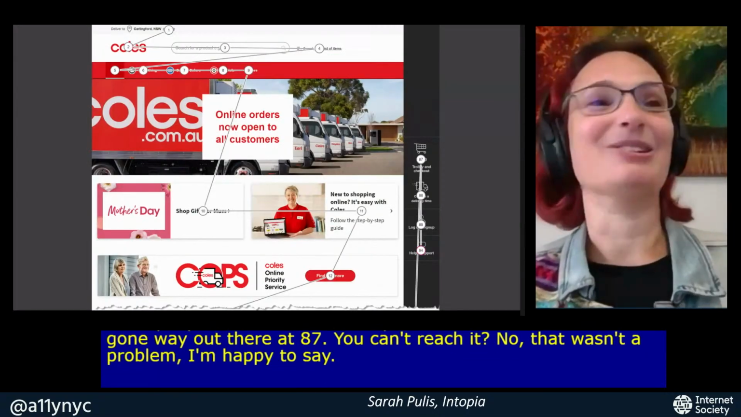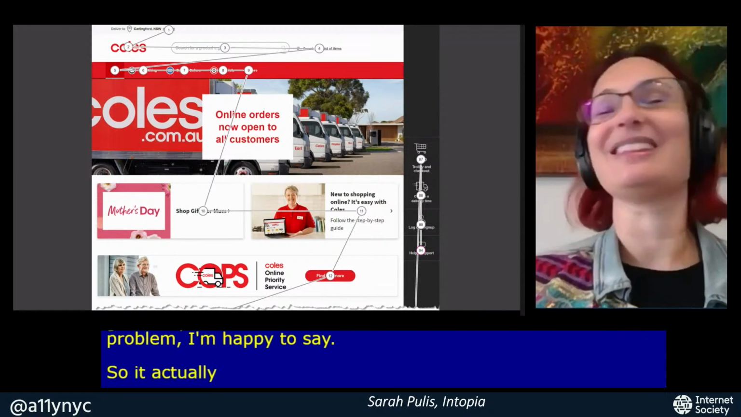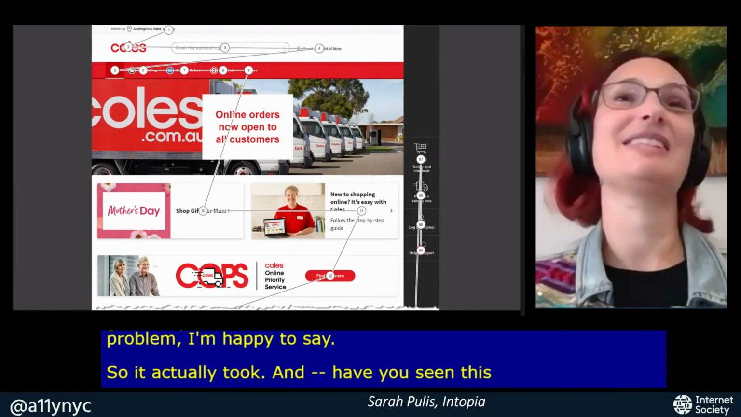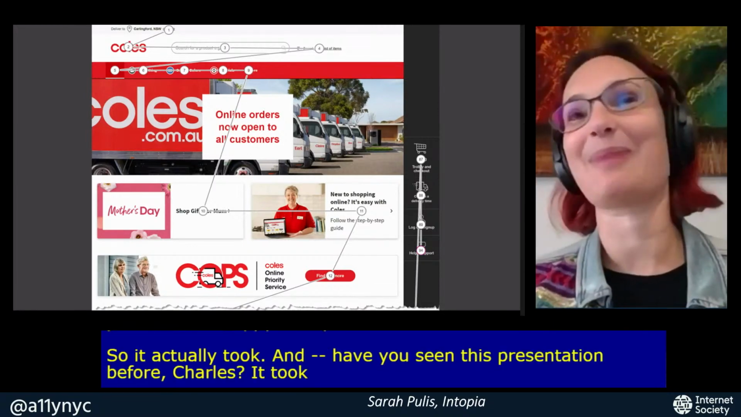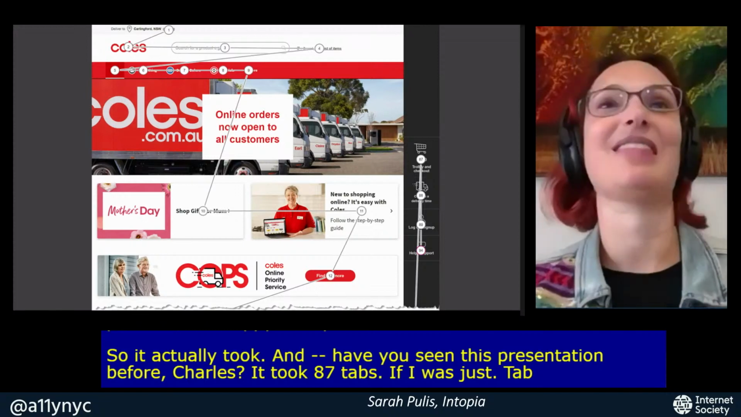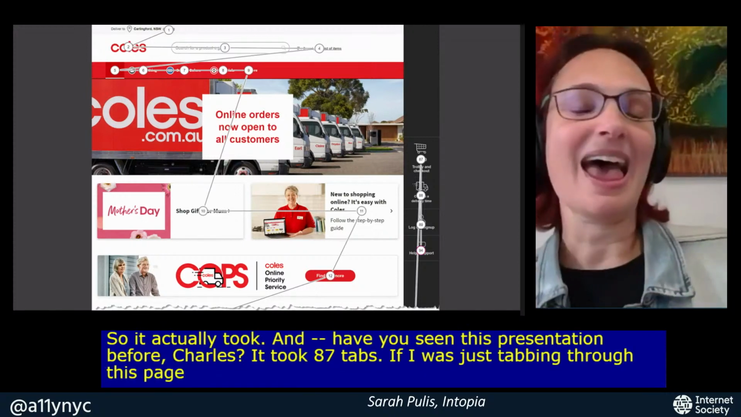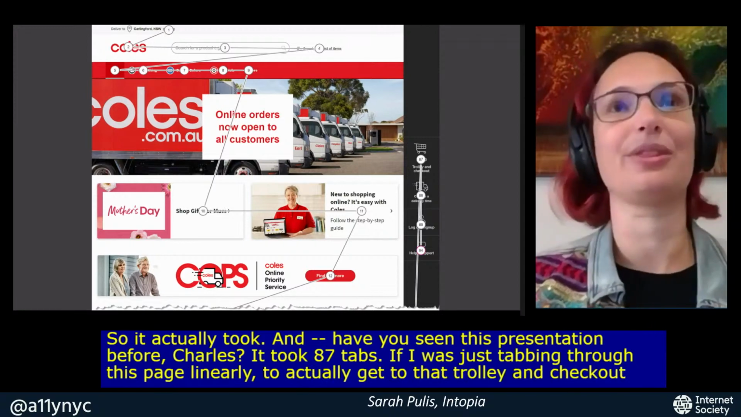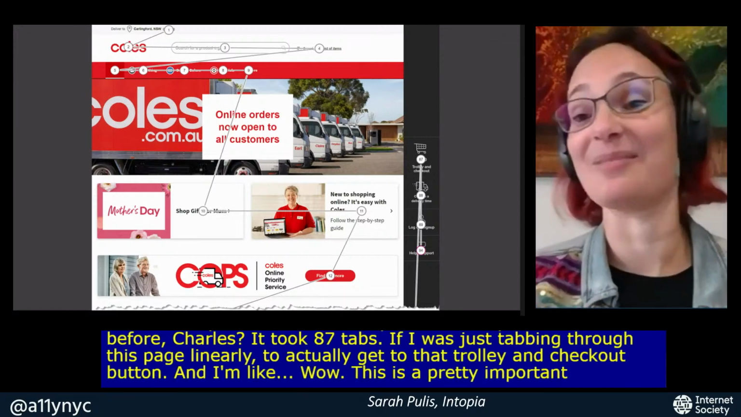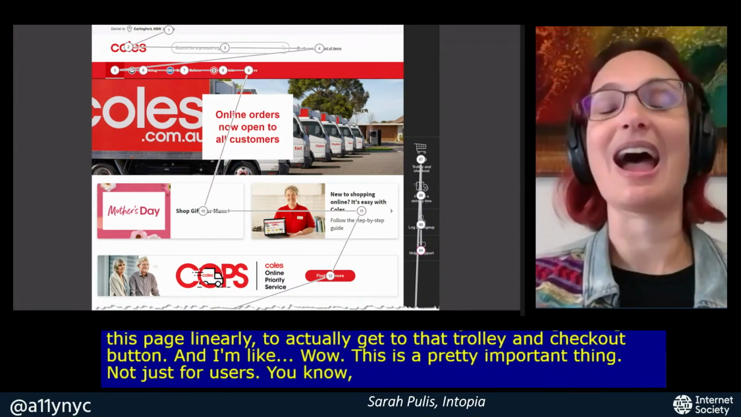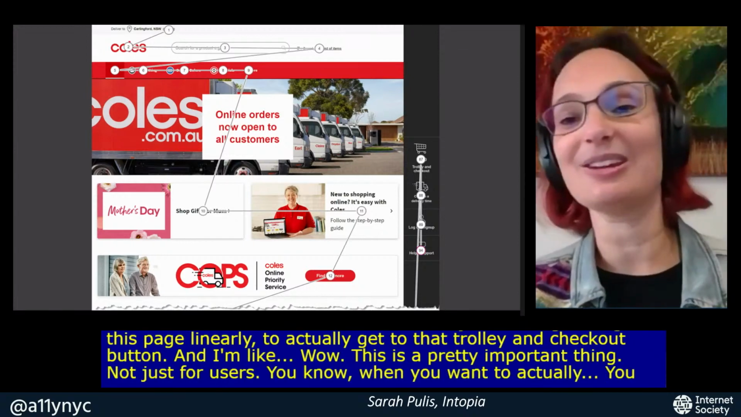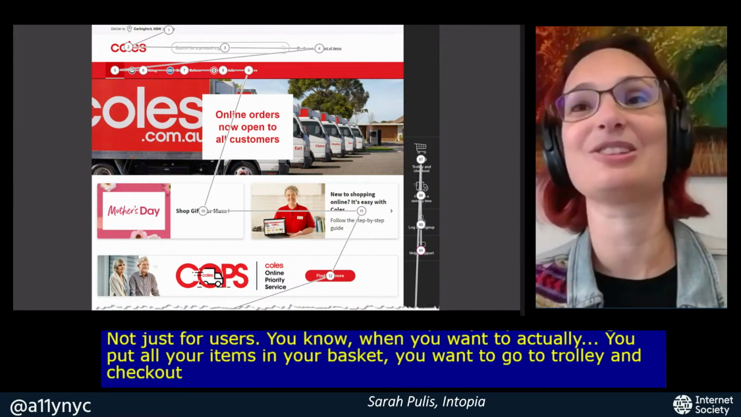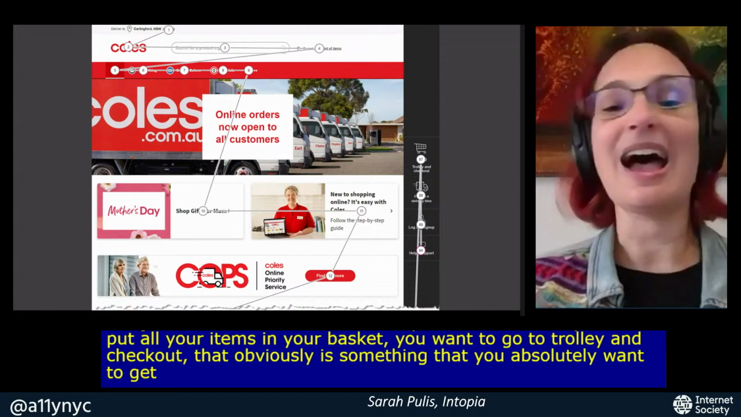So it actually took, as someone, Charles, have you seen this presentation before? It took 87 tabs if I was just tabbing through this page linearly to actually get to that trolley and checkout button. And I'm like, wow, this is a pretty important thing, not just for users. When you put all your items in your basket, you want to go to trolley and checkout, that obviously is something that you absolutely want to get to. It should be easy to get to.